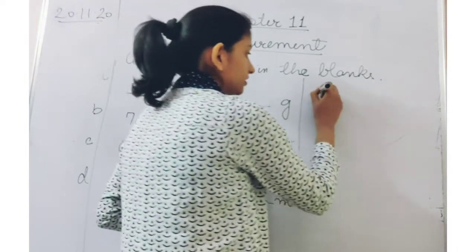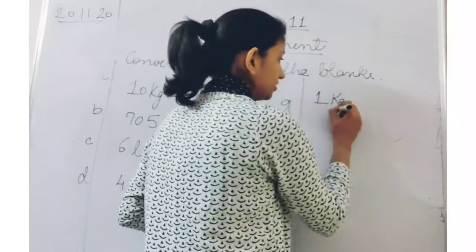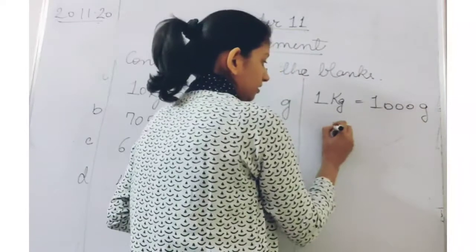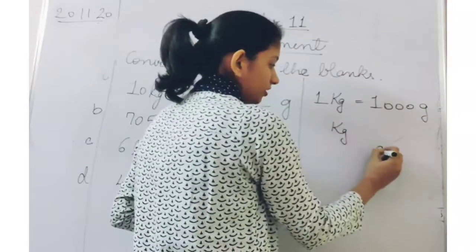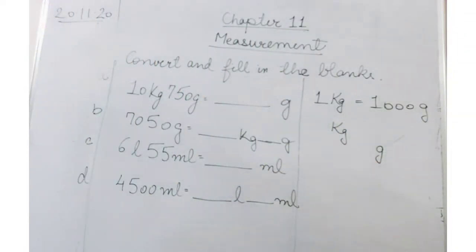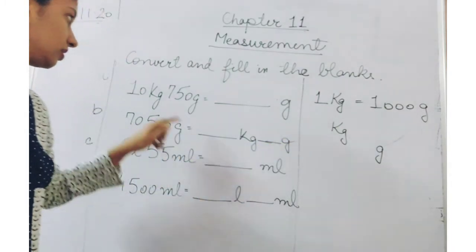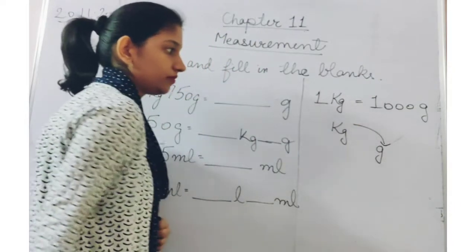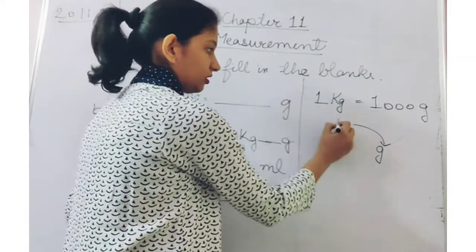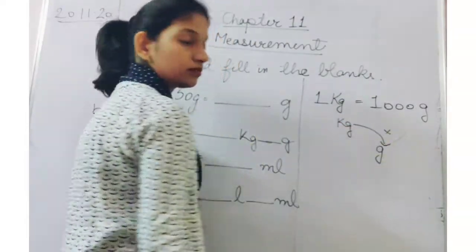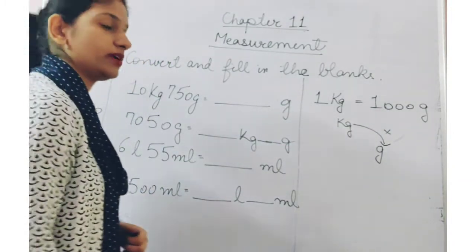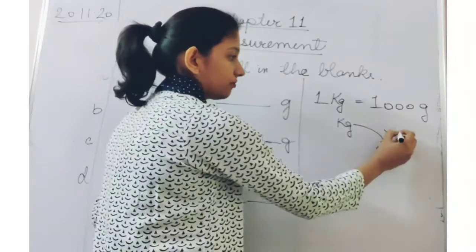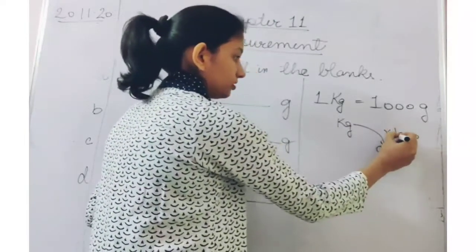For that, first write the relation: 1 kg is equal to 1000 grams. Now, kg being the bigger unit, we'll write it on top. Grams being the smaller unit, we'll write it down. Now we're going from kg to grams, that means from up to down. Whenever we are going from a bigger unit to a smaller unit, we will always multiply. So going from kg to gram, multiply by 1000.